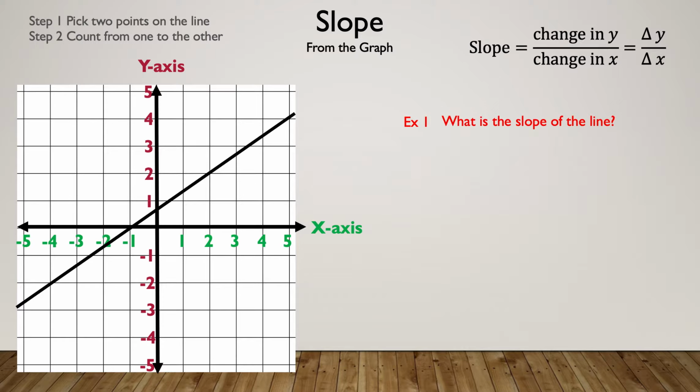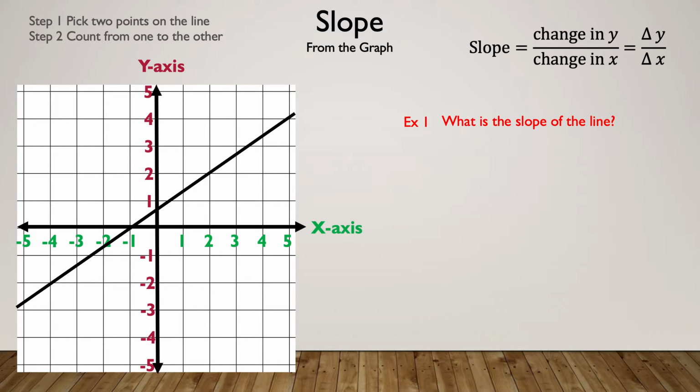And before that, let's talk about what slope is. Slope is the change in y over the change in x. And we can also say that as delta y over delta x. And that triangle symbol means delta. And we say delta because it's a little bit faster than saying change in.